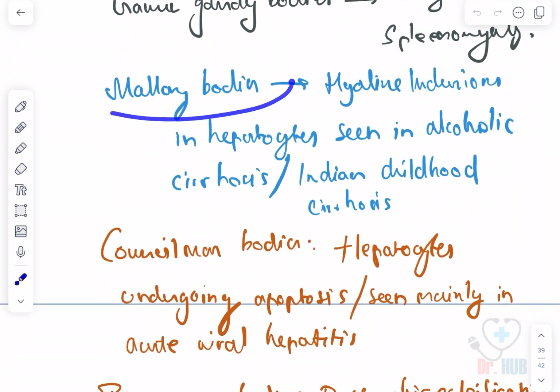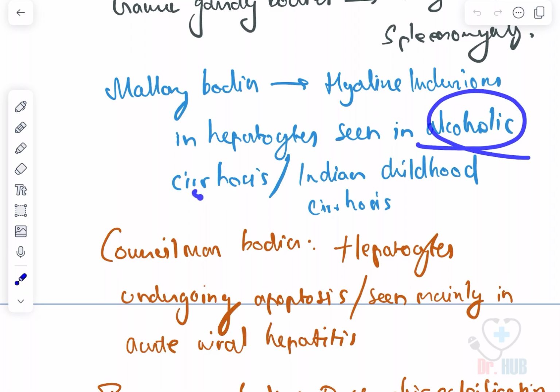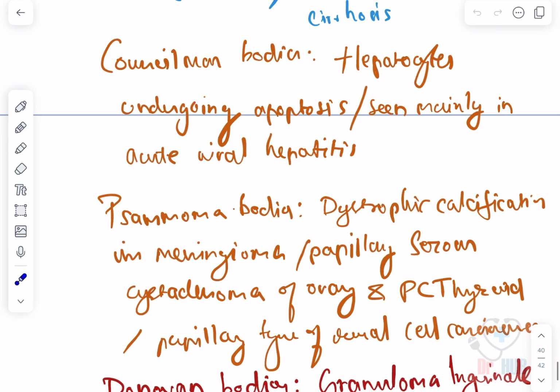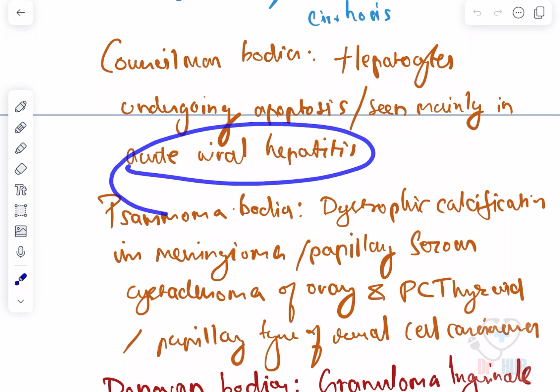Next, the Mallory bodies are hyaline inclusions present in hepatocytes, as seen in alcoholic cirrhosis as well as in Indian childhood cirrhosis. Then we look at the Councilman bodies, they are seen in hepatocytes undergoing apoptosis, and are seen mainly in acute viral hepatitis.